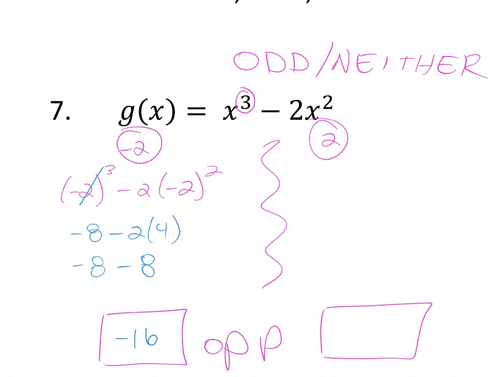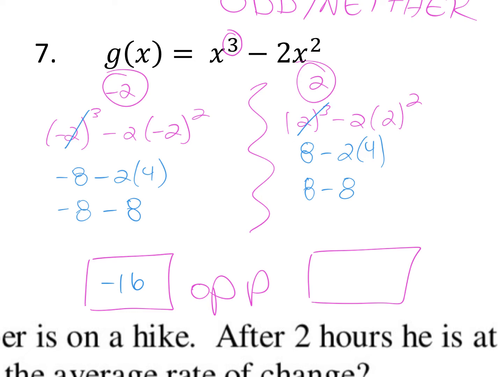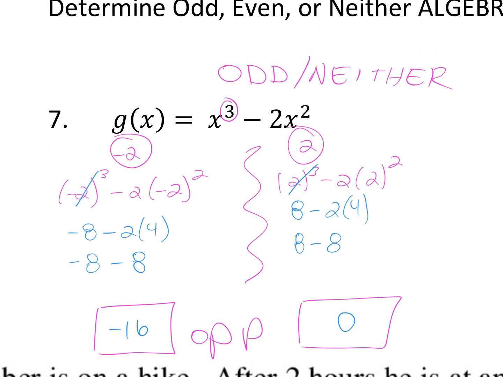Okay? Fine. Let's come over here with 2. So I have 2 cubed minus 2 times 2 squared. So simplify. 2 cubed is 8 minus 2 times 2 squared is 4. Simplify a little more. 8 minus 8 is 0. Are those two numbers opposites of each other? No. So what is your answer? Your answer is neither. You can just put a big N if you want to. But I have to see the algebra behind it.